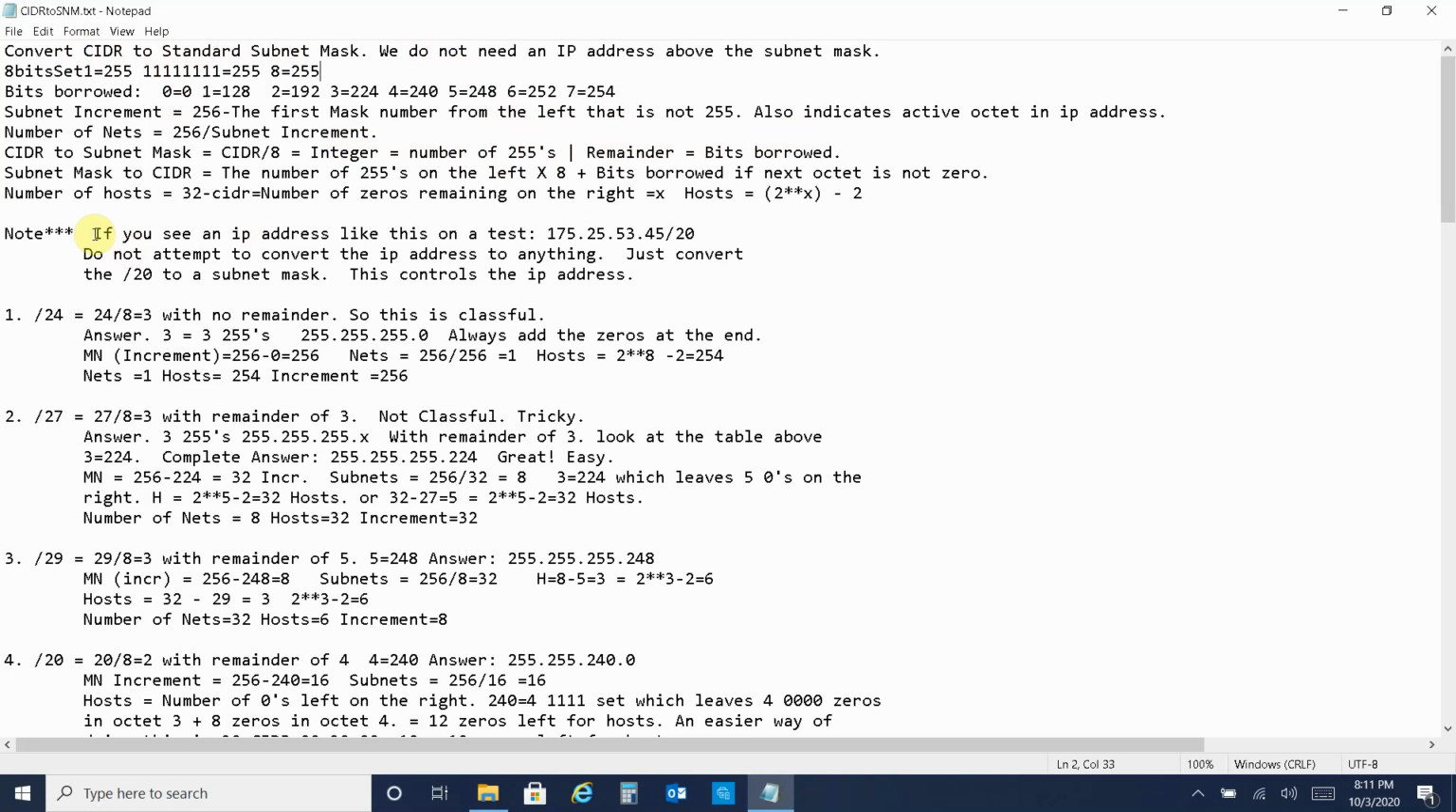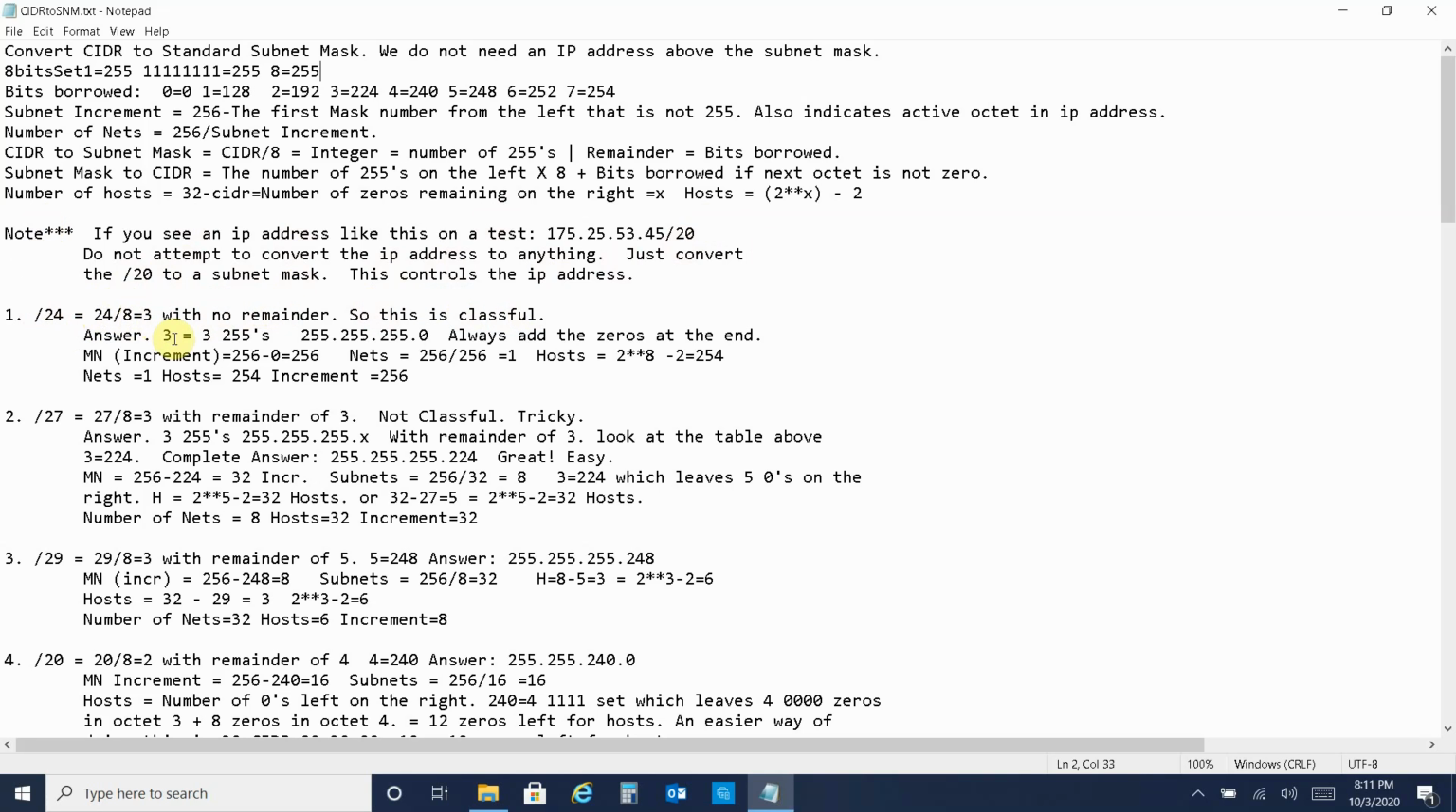Okay? So again, here's just a warning. If you see an IP address like this on a test, do not attempt to convert the IP address to anything. Just convert the /20 to a subnet mask. So here are examples. /24, we know that one, right? 24 divided by 8 equals 3, has no remainder, so it's classful.